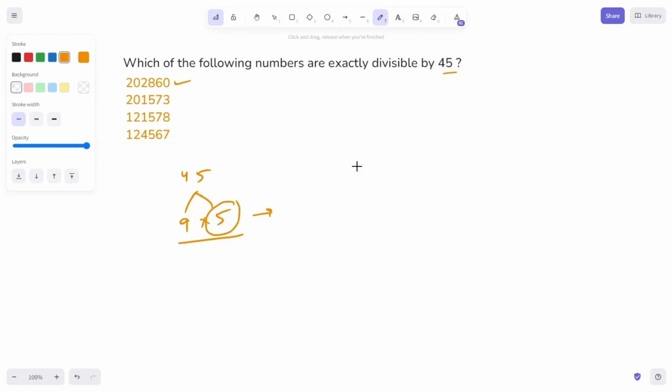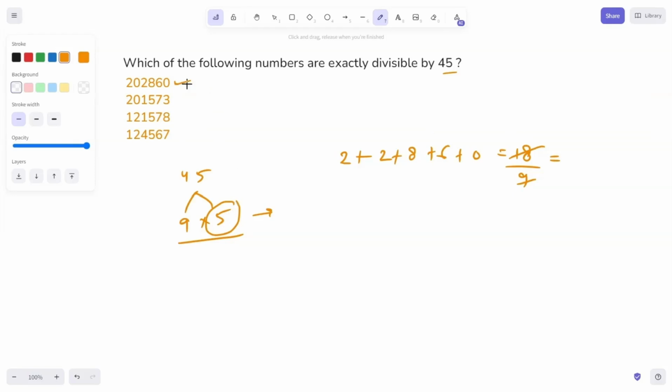So what is the divisibility rule of 9? The divisibility rule of 9 is that the sum of the digits of a number is divisible by 9. If the sum of the digits of a particular number is divisible by 9, then that particular number will also be divisible by 9. So we will add these digits: 2 plus 2 plus 8 plus 6 plus 0. So 8 plus 2 is 10, 10 plus 2 is 12, 12 plus 6 is 18. And 18 is a multiple of 9. Okay, so we can say that this number is divisible by both 5 and 9.